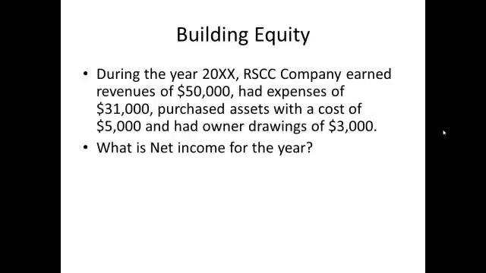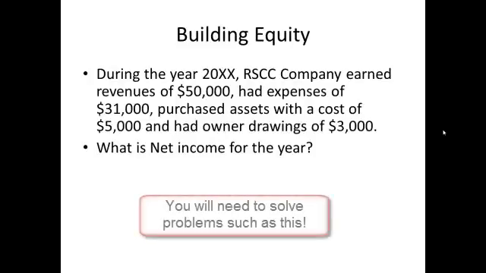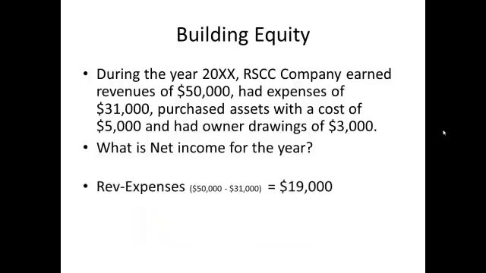Here's an example. During the year, the ACCT company earned revenues of $50,000, had expenses of $31,000, purchased assets with a cost of $5,000, and had owner's drawings of $3,000. Question, what is the net income for the year? All we have to do is look at the revenue minus expenses. $50,000 minus 31, $19,000 is the net income for the year.